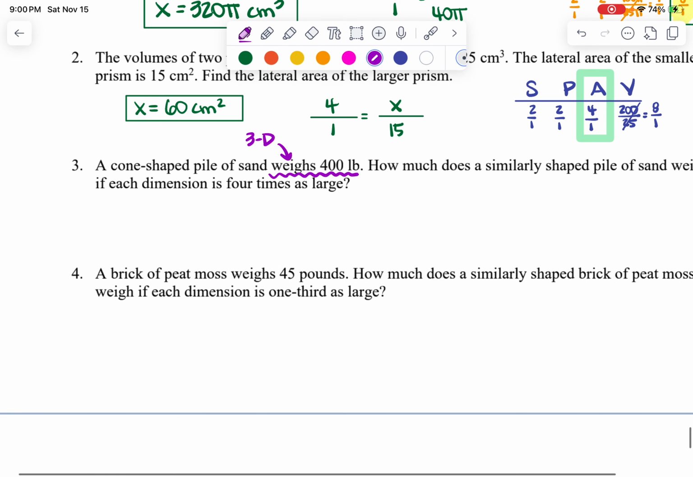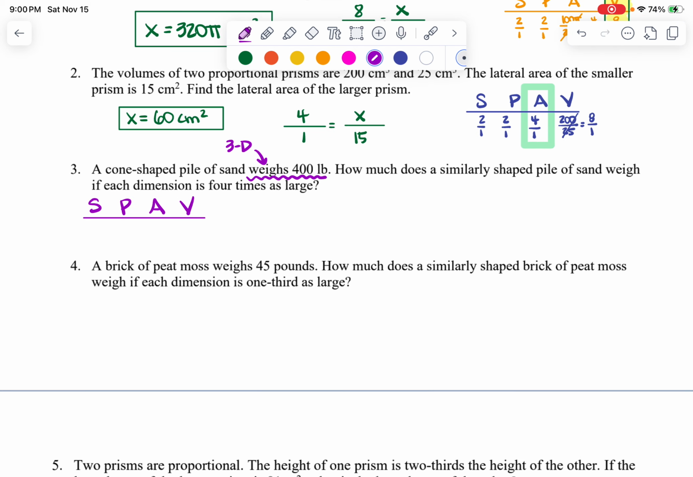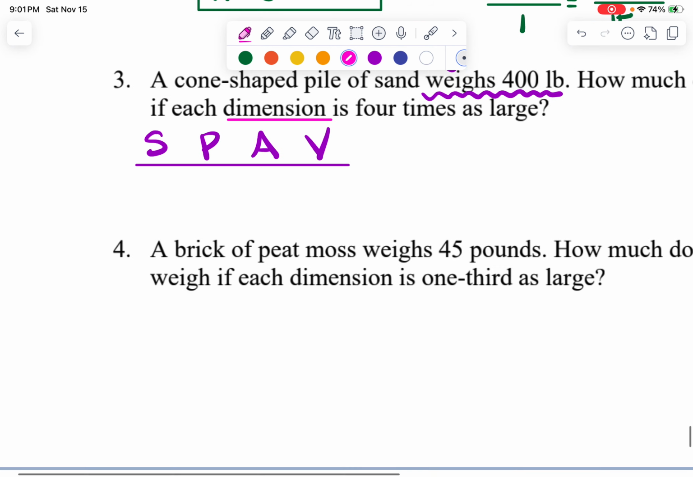And so whenever you see a weight problem, you are going to be calculating volume. Okay. So just so you know, when you're setting up your SPAV chart, now it says, how much does a similarly shaped pile of sand weigh if each dimension, remember dimension means side, is 4 times as large? All right, so that means my side ratio is 4 to 1 because it's 4 times larger, which means my perimeter ratio is 4 to 1, which means my area ratio is 16 to 1, which means my volume ratio is 64 to 1.